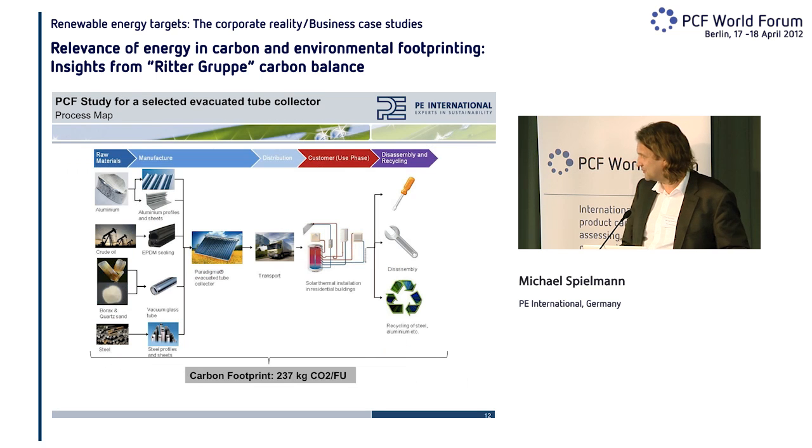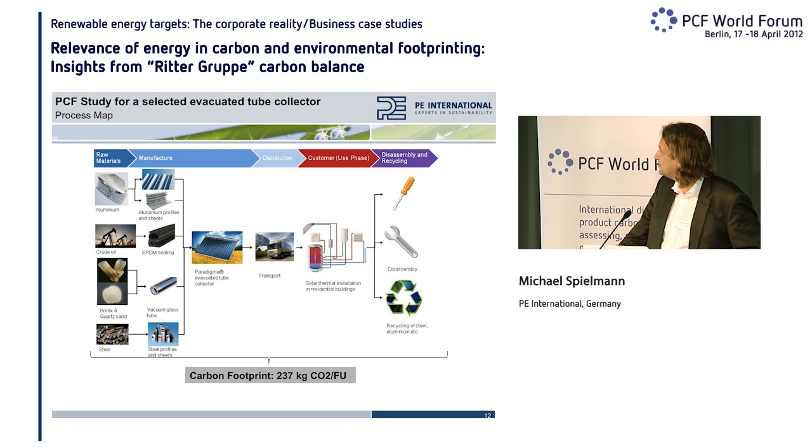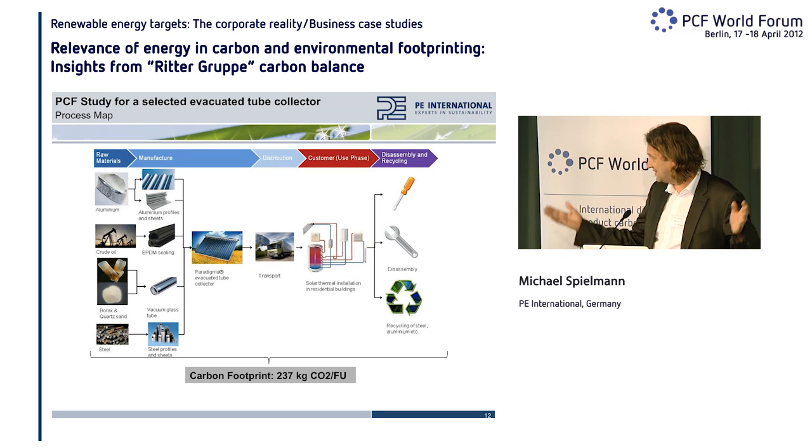What we're talking about, as I said before, is the evacuated tube collector system, and this is what is called a process map. We don't go into detail here, but what you see is the usual life cycle, and I think everybody's familiar with that. You have the raw materials on the left-hand side, then the final manufacturing in Dettenhausen, then transportation to the final client, and then the end-of-life phase. The focus of the talk today is the cradle-to-gate analysis, that's the raw material and manufacturing part.